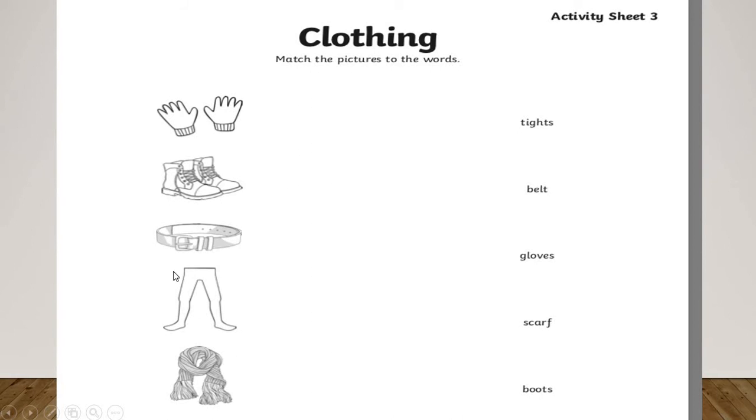And what about the second last one? What do you think this is? What kind of trouser is it? Cool. And what about the last option? What do you think this cloth is?